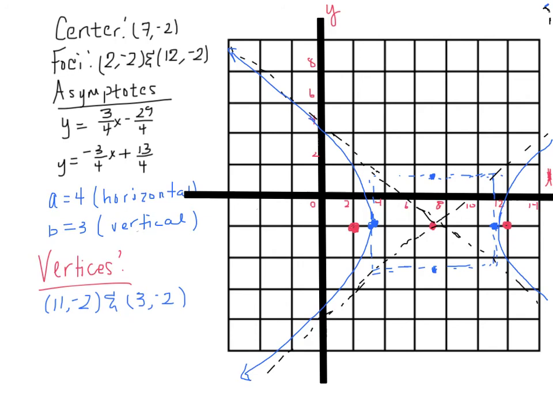I don't want to make it any more complicated than that. I think it's complicated enough as it is for you. But again, to recap, start at the center. Use the transverse and conjugate radii to create a rectangle. Draw in the asymptotes as diagonals of that rectangle. Go back to the vertex. Follow the curve of the asymptotes to draw the hyperbola.